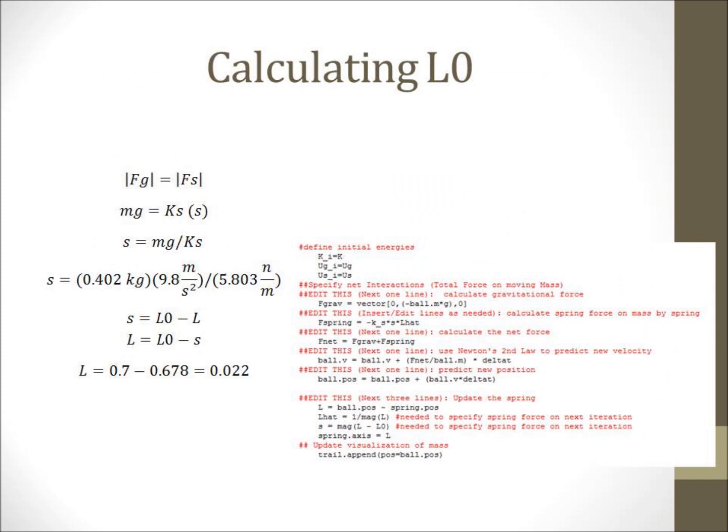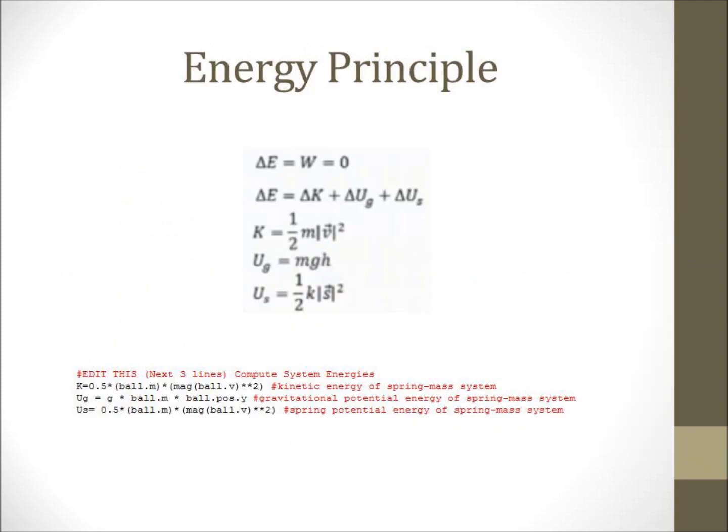In order to calculate L, the spring length, I used that the force of gravity is equal to the force of the spring. This means that mass times gravity is equal to the spring constant K times the stretch. The stretch can then be calculated by manipulating this equation, and since I knew the stretch and I knew the relaxed length, which was 0.7 meters, I found L, which was 0.022 meters.